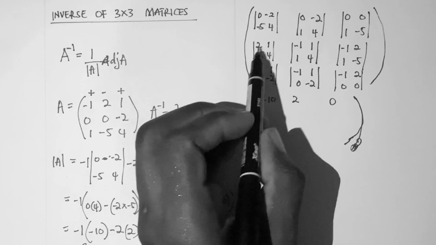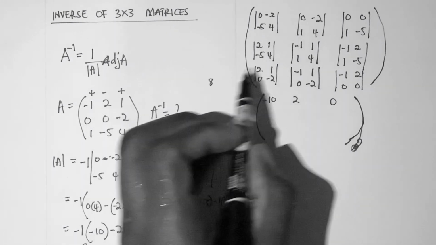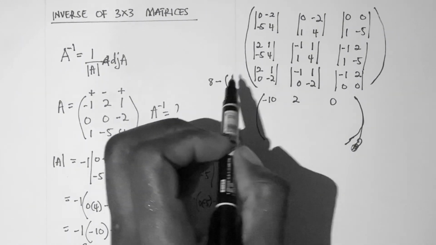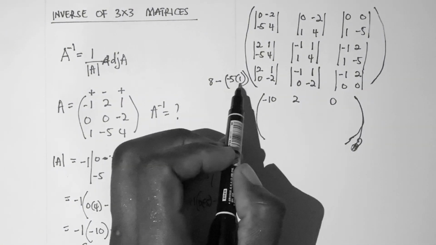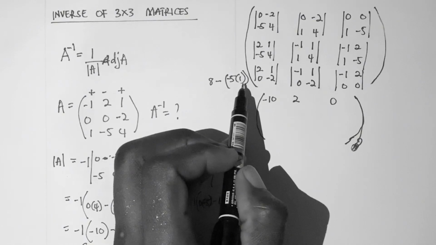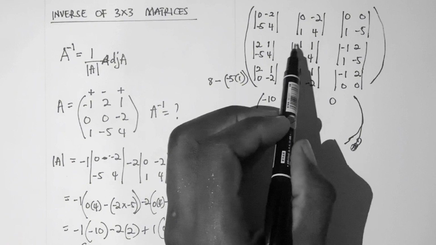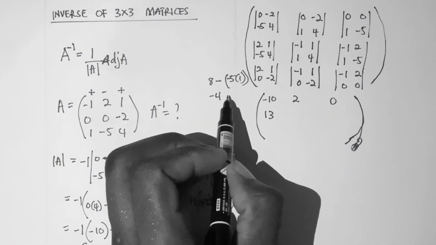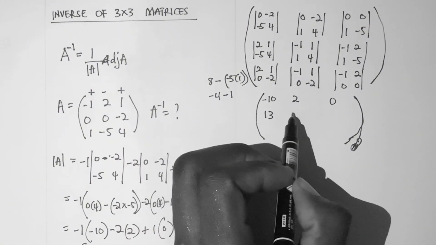And then now let's come to this one. 2 times 4 is 8, so we have 8 here. Then 8 minus, we have minus 5 times 1, so minus 5 times 1 is minus 5. 8 minus 5 is 13, so here is 13. Then here is minus 1 times 4, that will give us minus 4. Then minus 1 times 1 is minus 1. So minus 4 minus 1 is minus 5.